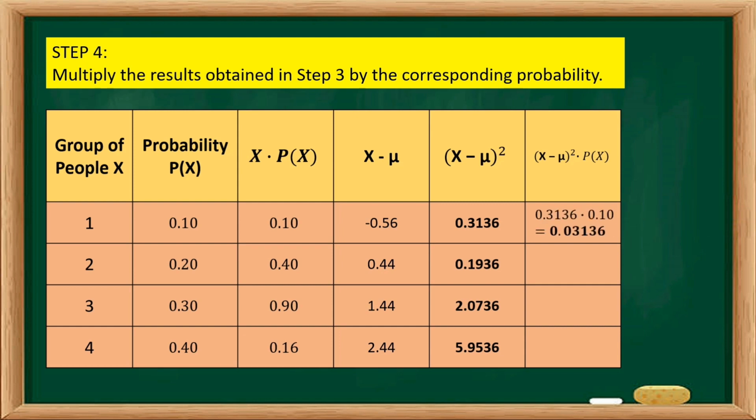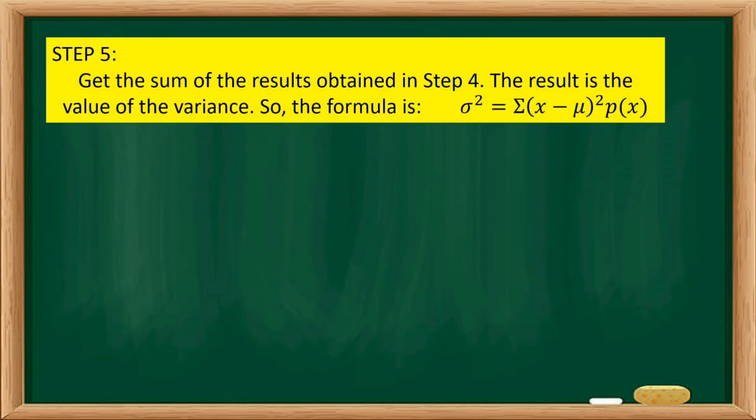Step 4. Multiply the results obtained in Step 3 by the corresponding probability. 0.3136 multiplied by 0.10 to get 0.03136, 0.1936 multiplied by 0.20 to get 0.03872, 2.0736 multiplied by 0.30 to get 0.62208, and 5.9536 multiplied by 0.40 to get 2.38144.